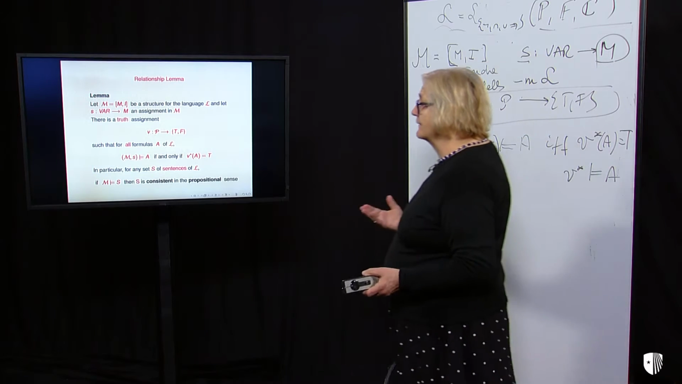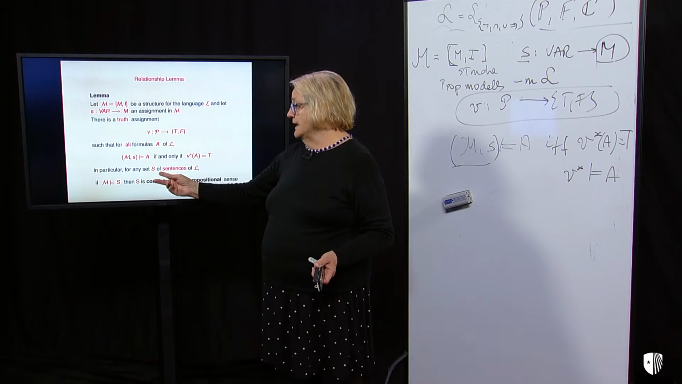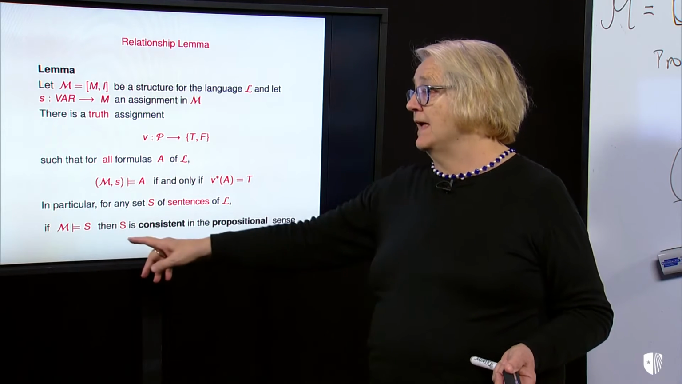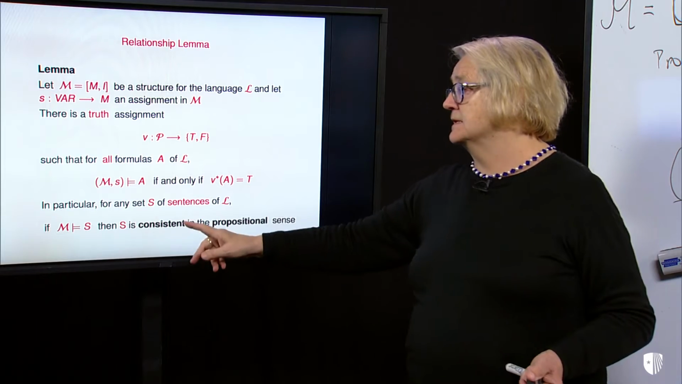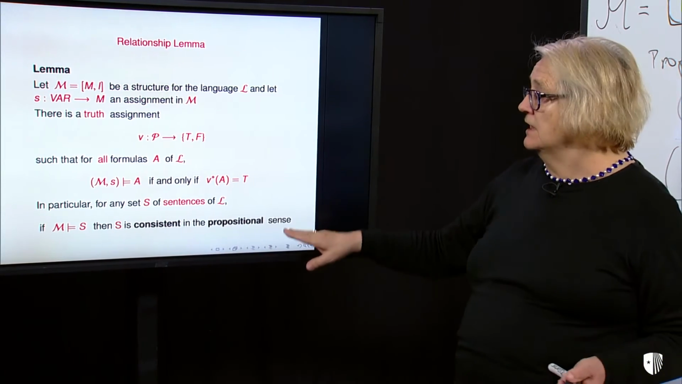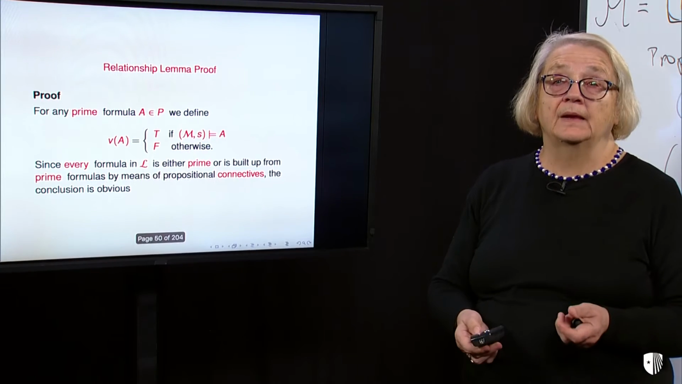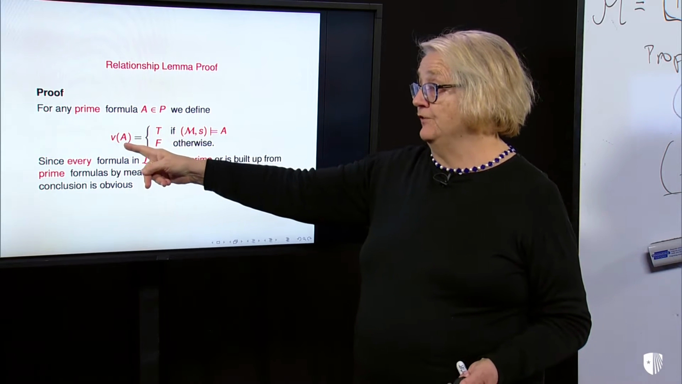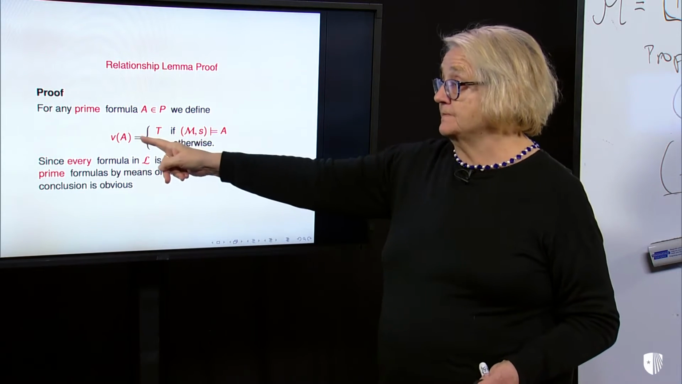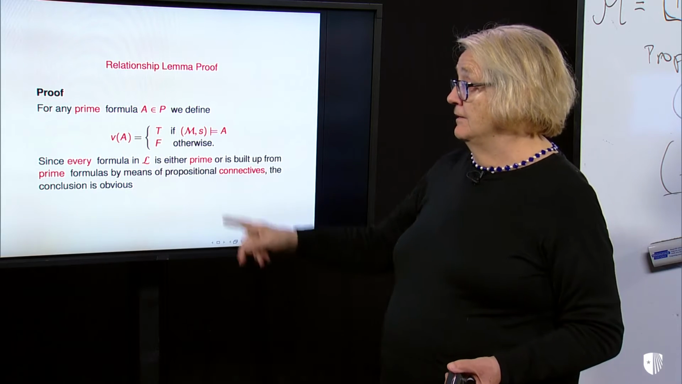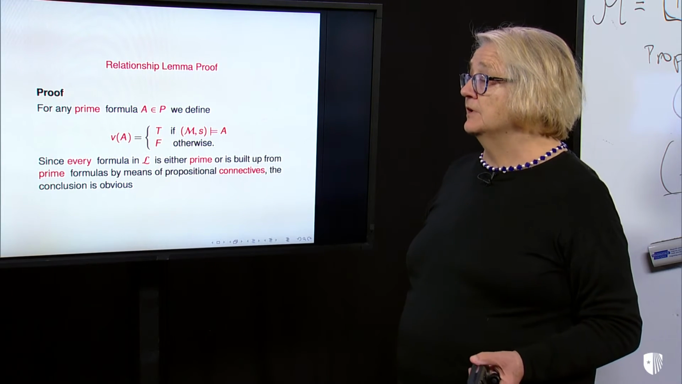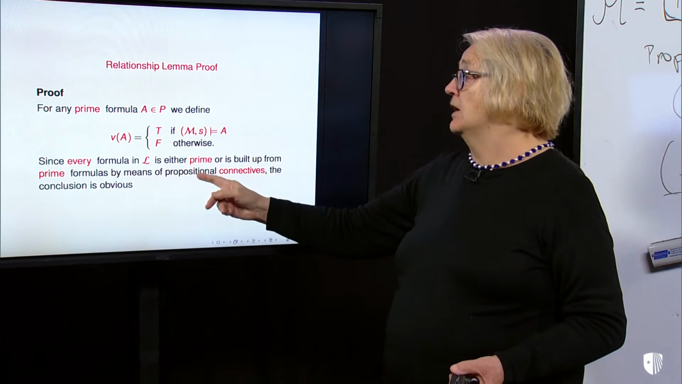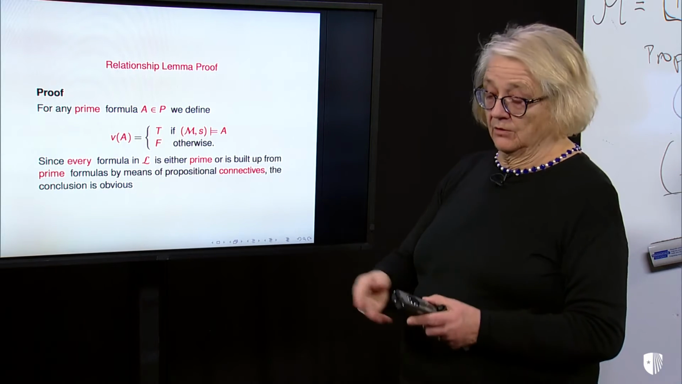And of course, in particular, for any set S of sentences of L, with no free variables, if M is a model of S, then S is consistent also in the propositional sense. And here's the proof, right? For any prime formula A, you put V of A equal T if M, S satisfies A, and F otherwise. Since every formula is either prime or built from prime formulas by means of propositional connectives, the conclusion is obvious.